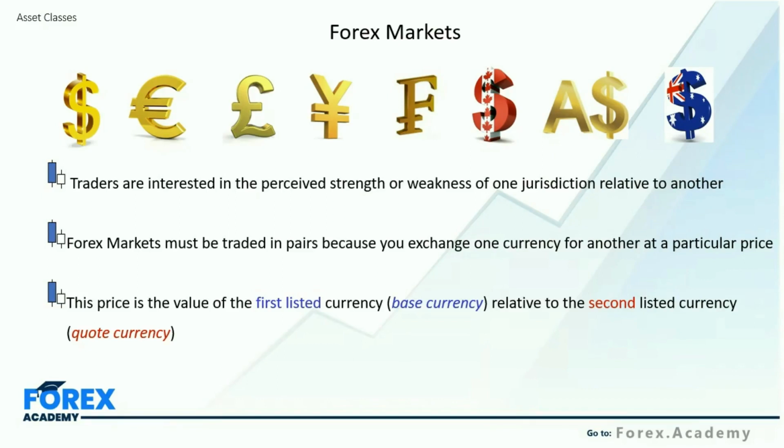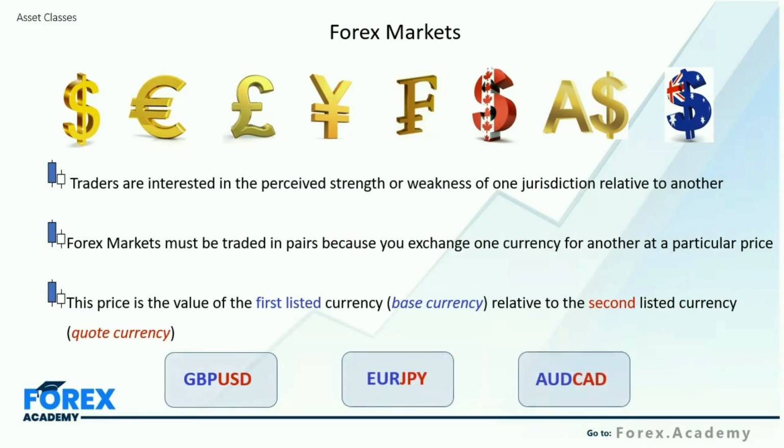So it's this price, which is the value of the first listed currency, which is often referred to as the base currency, relative to the second listed currency, which we refer to as the quote currency. So to just give you two or three examples up there on screen, you can see we have the pound dollar. So this particular market would be referred to as the cable market, for example. It's just the other name by which this market is known.